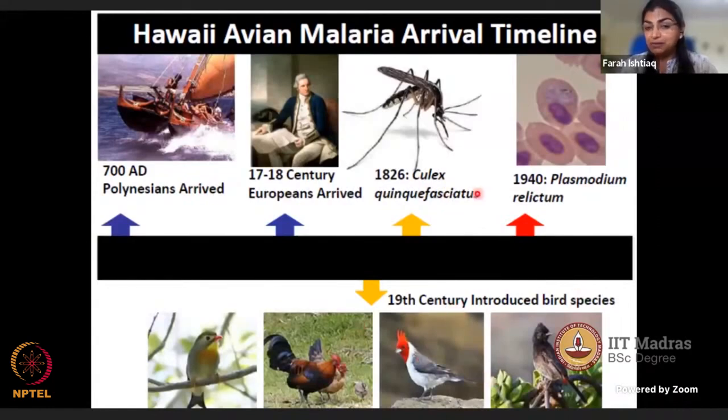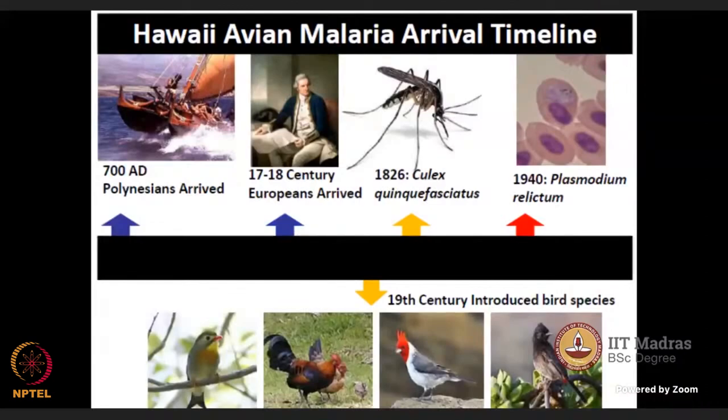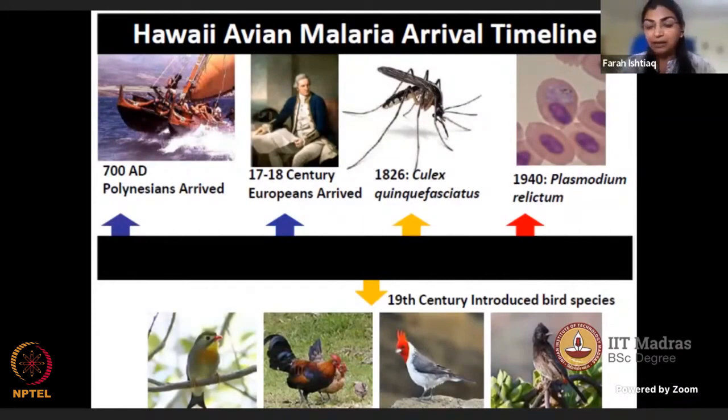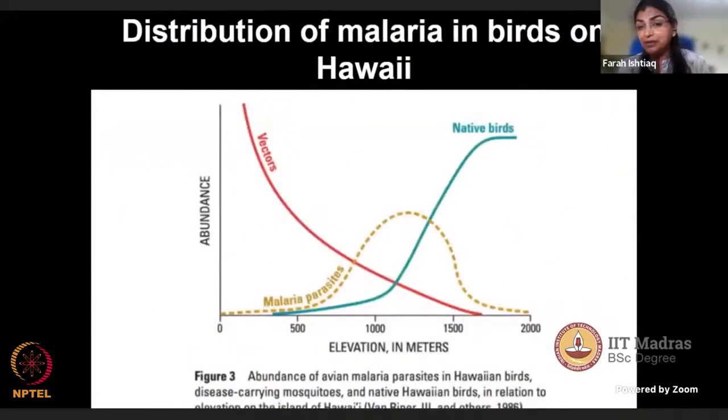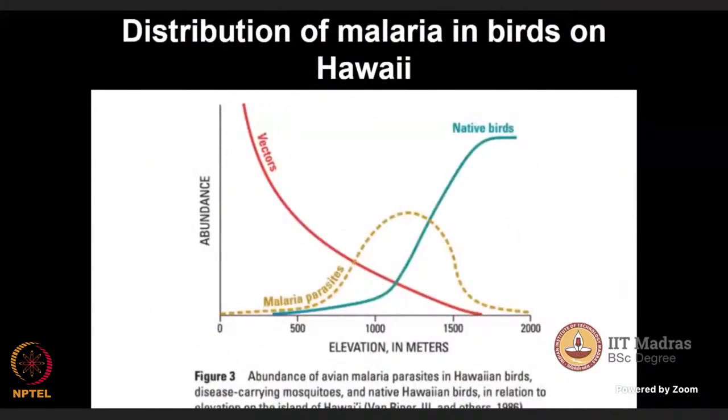And one of those parasites was Plasmodium relictum, which was very lethal for the endemic birds on these islands and led to more than 90% mortality, or some of the species even got extinct. So this is a very living example. It's a textbook example of what malaria can cause, of how a species introduction or a disease introduction can lead to extinction of some of the species.